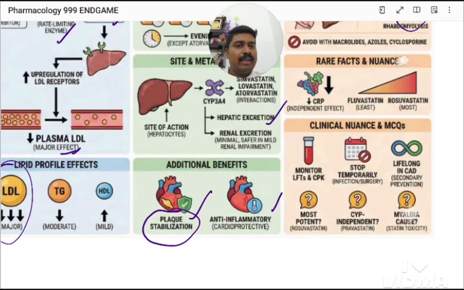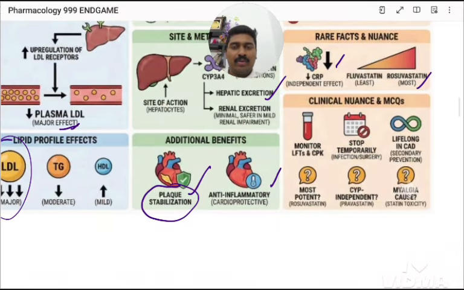Next, decreased CRP. It is an independent effect of statins. In terms of potency, I told you rosuvastatin is the most potent, and fluvastatin is the least potent. So what you have to monitor when you give statins: one is LFTs, and second is CPK for rhabdomyolysis.